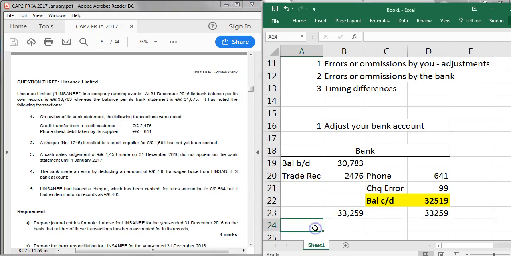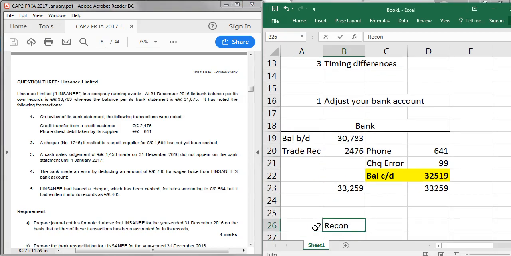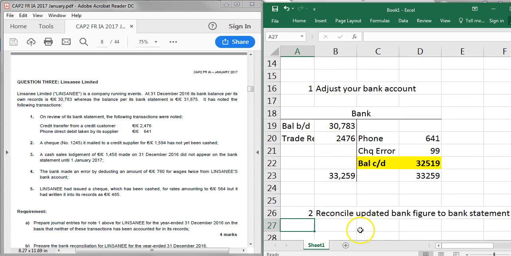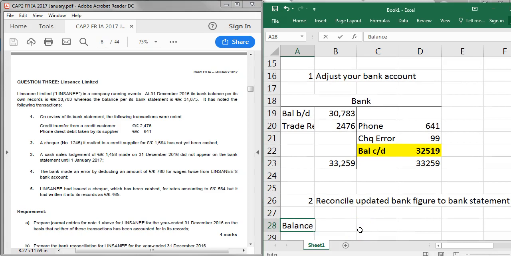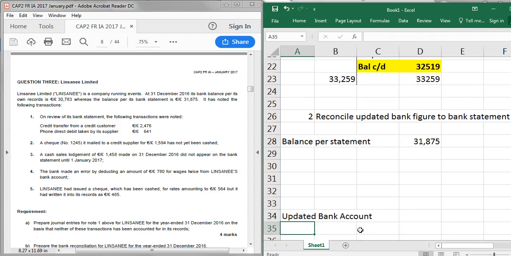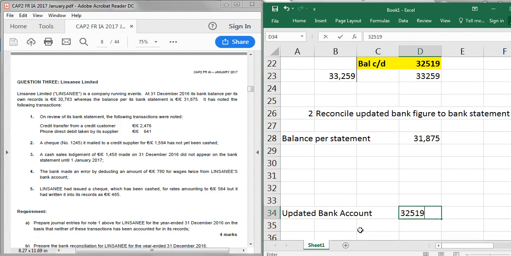So that's where you come to your step 2, which is reconcile updated bank figure to bank statement. So you always have to update your bank figure first and then worry about the bank statement. So your balance per statement we know is 31,875. However, we also know the updated accounts, or updated bank account, which is often known as your ledger account, is 32,519.